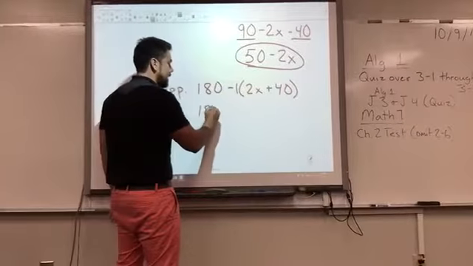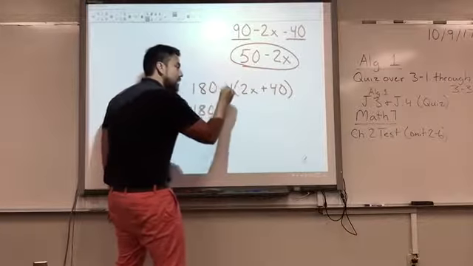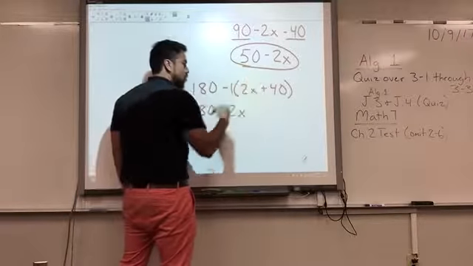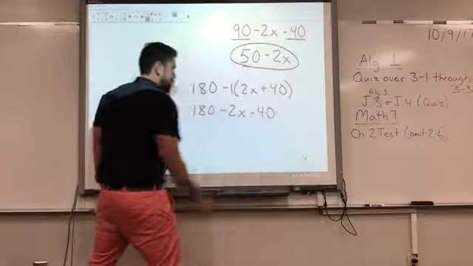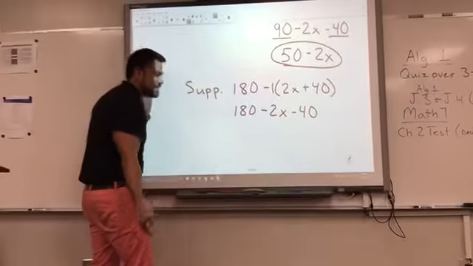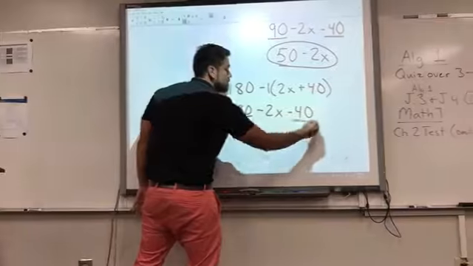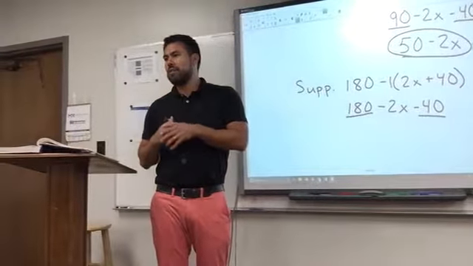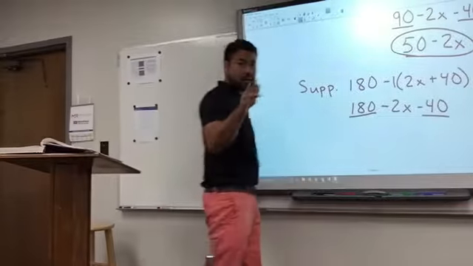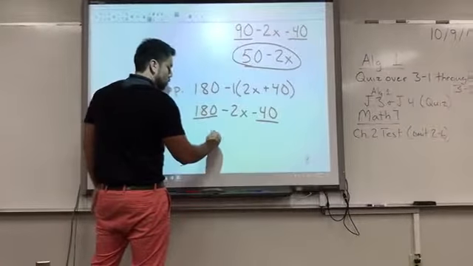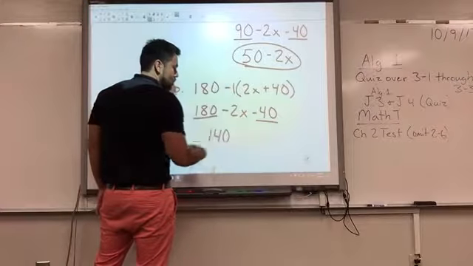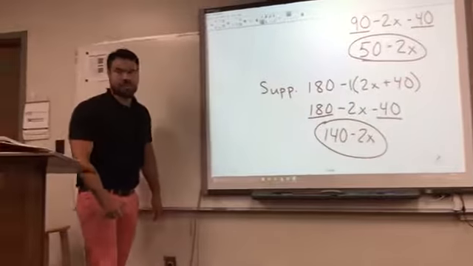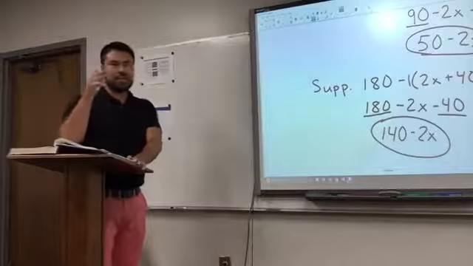So what's 180? Well, he just drops down. But what's negative 1 times 2x? Negative 2x. Good. And what's negative 1 times 40? Minus 40. Wow, that looks really similar to what I did up there. It is. So are there any like terms? Yep. What do I get with that numerical portion? What's 180 minus 40? Or 180 plus negative 40? 140. Can this combine with the 140? Nope. That's it. That's the supplement. And I'll ask you something about it. That'll help you out. Yes, sir.